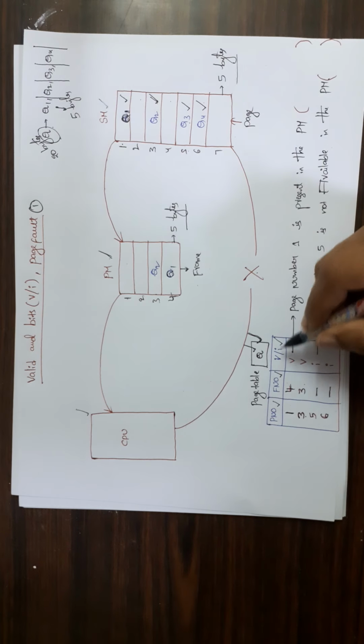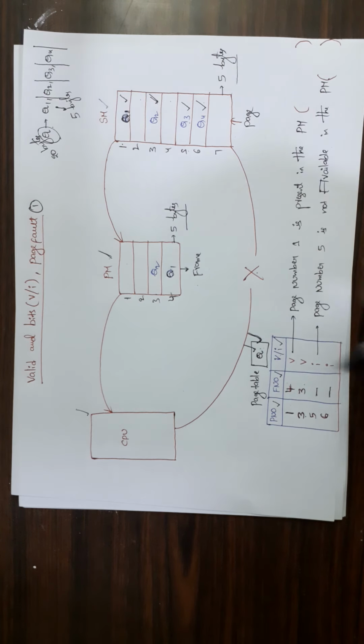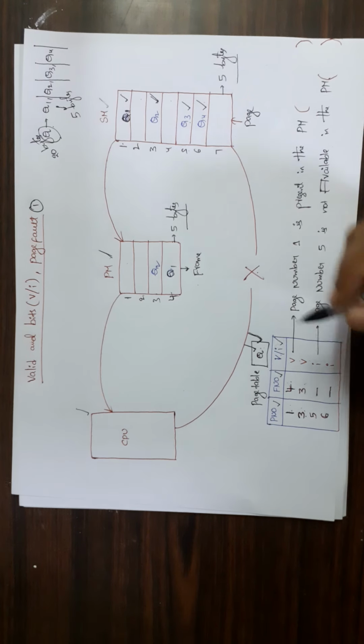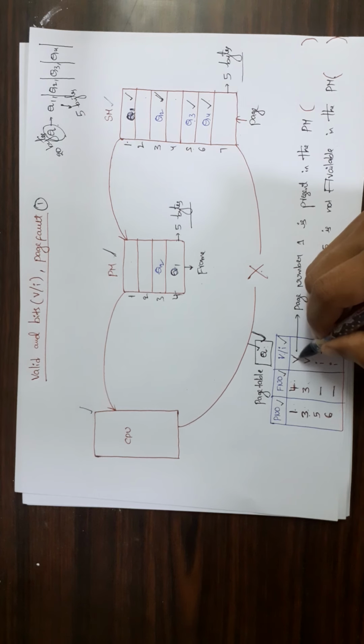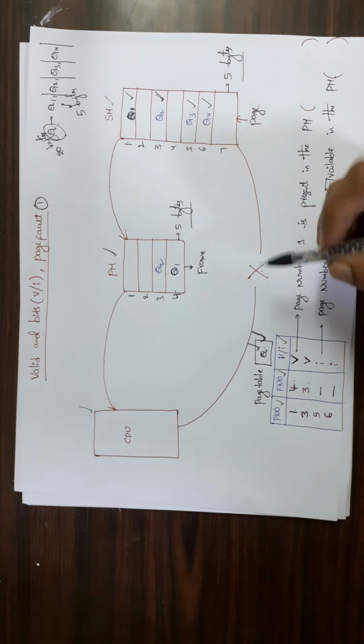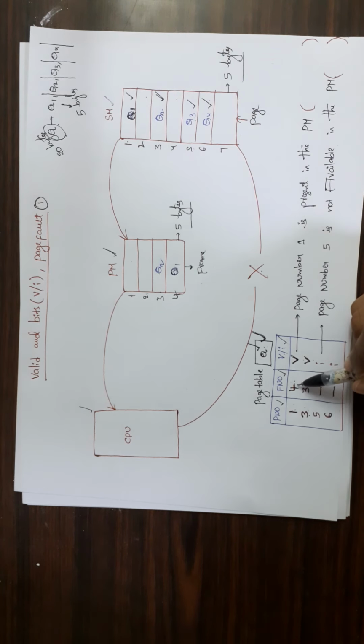And the next one is valid or invalid bit. Page table also contains the valid or invalid bit. Here, if you observe, page number 1, 3 are available in the primary memory. Page number 1 is available in the frame number 4. Page number 3 is available in the frame number 3. That means these two pages are available in the primary memory. So, the valid and invalid bit for these two pages is V. V means valid bit. That means the particular page is available in the primary memory. The valid bit indicates that this particular page is available in the primary memory.